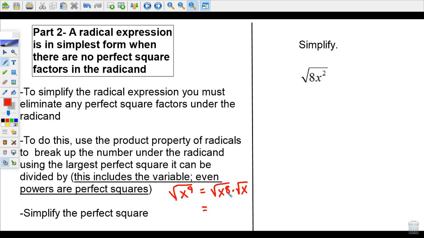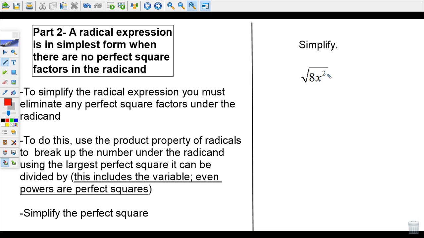And we know that the square root of x to the 8th is x to the 4th, and that's multiplied by this other radical x. So to simplify, it'd be x to the 4th times radical x. So, quick lesson on square roots of variables right there. Now let's go to simplifying numbers and variables together.